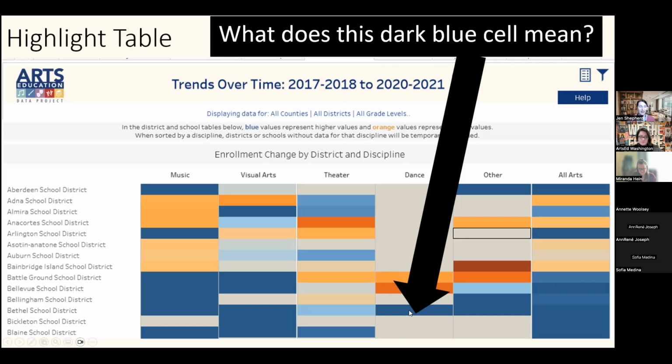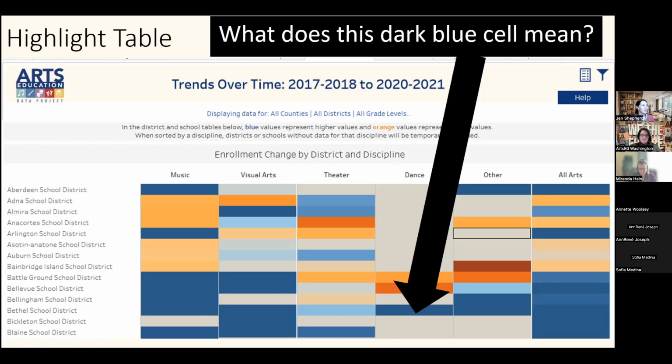And if you look not just in the dance column, but then look across for the other disciplines at Bethel, they actually had an increase across the board. So you go Bethel indeed. Something was working over there where they had an increase in all of these disciplines, which is really exciting to see, and not always the case, clearly, from what you can see from the other districts in here.